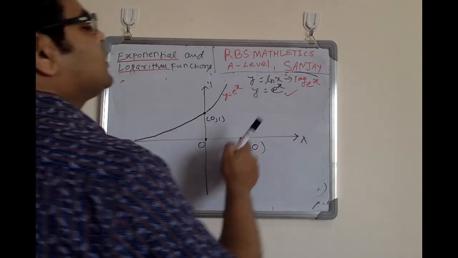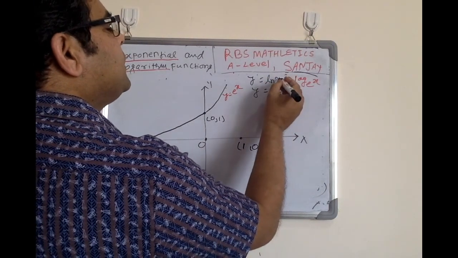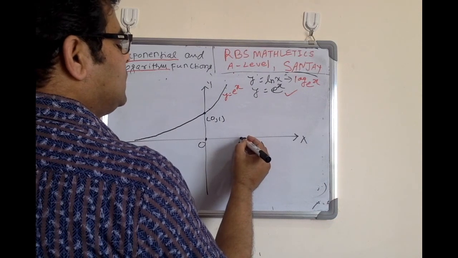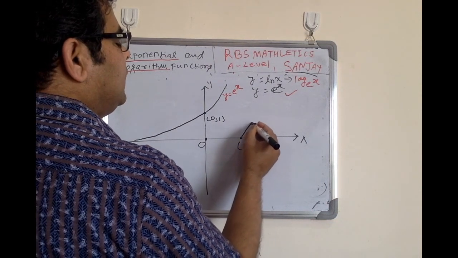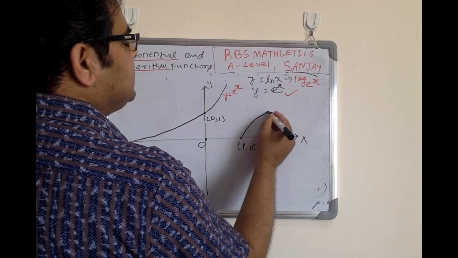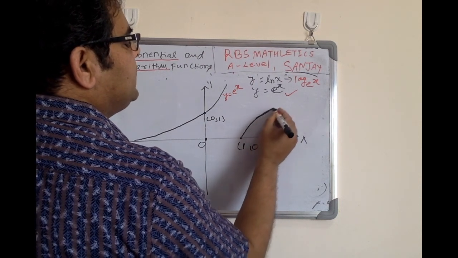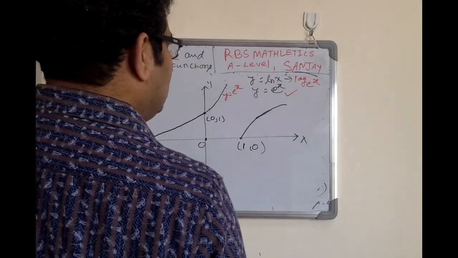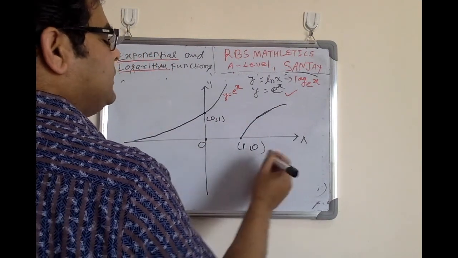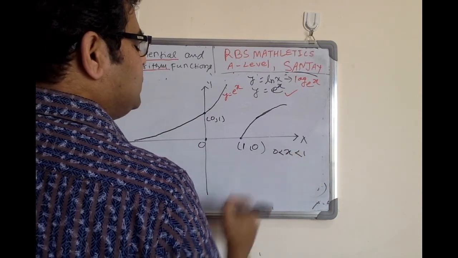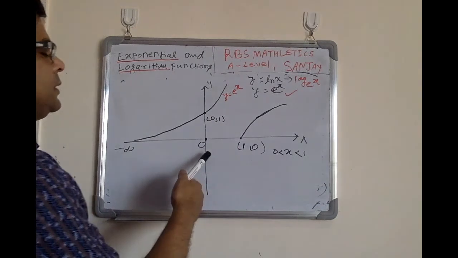Now in this case also, for this function, if you keep on increasing the value of x, you see that your curve will rise up towards the positive x direction, but this rising will be slow. Similarly, if you put the value of x less than 1 but greater than 0.